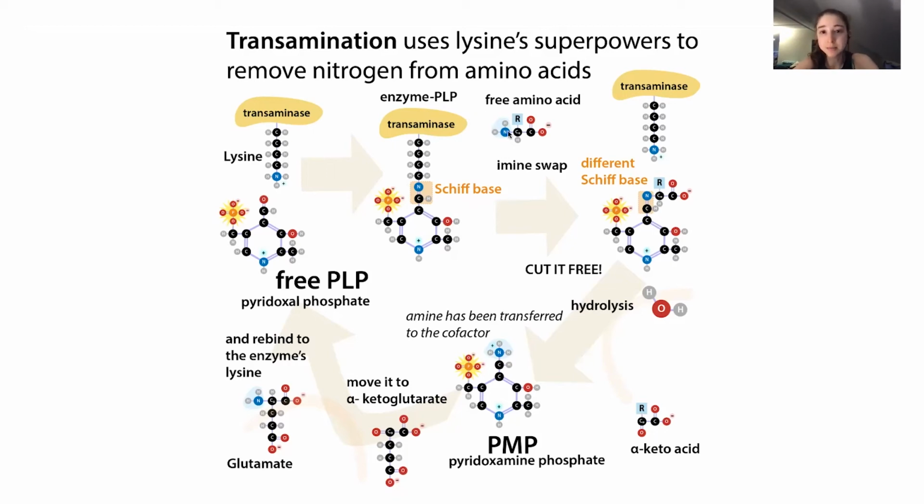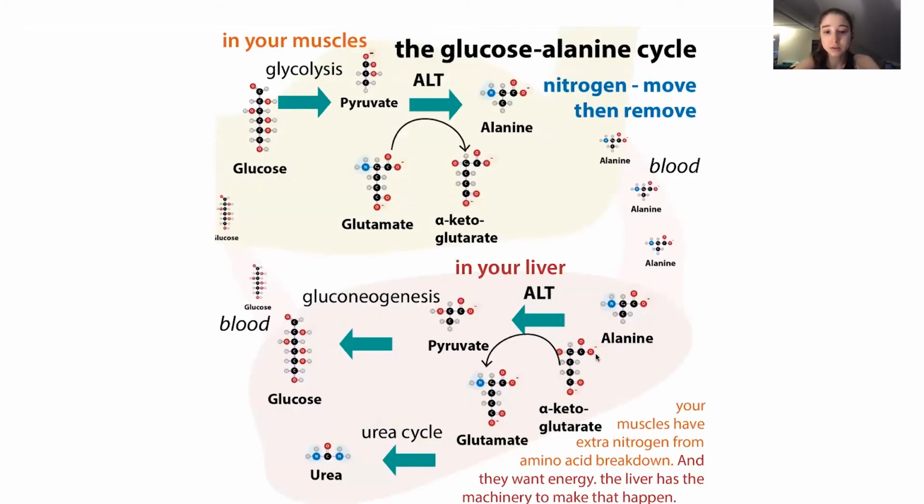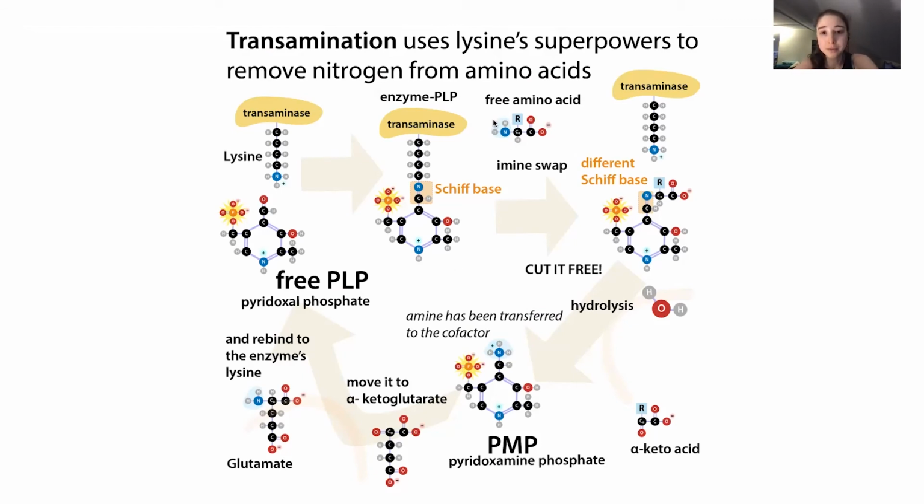Then a free amino acid comes in, and our goal here is to get rid of this amino group and ultimately transfer it to alpha ketoglutarate to form glutamate. So we're trying to do this step: taking an amine group and sticking it on alpha ketoglutarate to make glutamate. So we have a free amino acid come in. In the case of the glucose alanine cycle, that was the alanine we were looking at. It can be any free amino acid. And basically what's going to happen is you're going to swap it out. And so the transaminase, now this Schiff base is also called an imine.